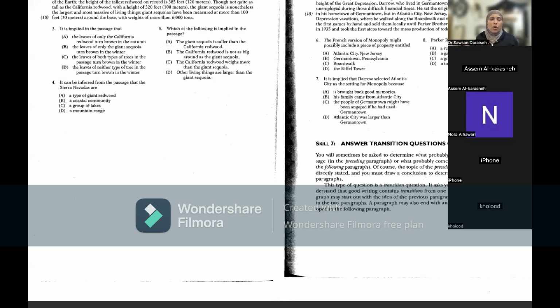Answer transition questions correctly. First of all, we have to know what transition questions are. Transition questions are questions that ask you about the topic before the paragraph.